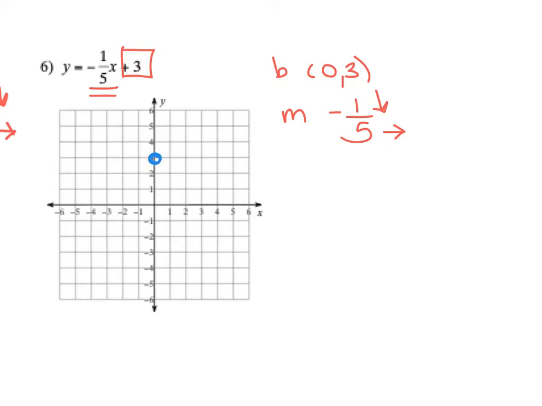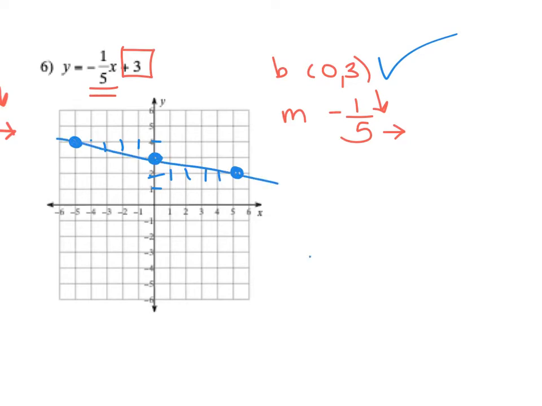So I'll begin at 0, 3. Then I go down 1, right 5. I can also go up 1, left 5 to keep my line going. Okay, so that is all.